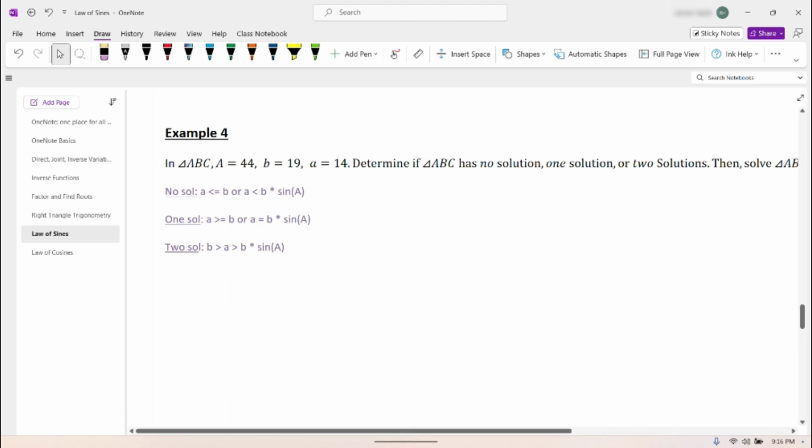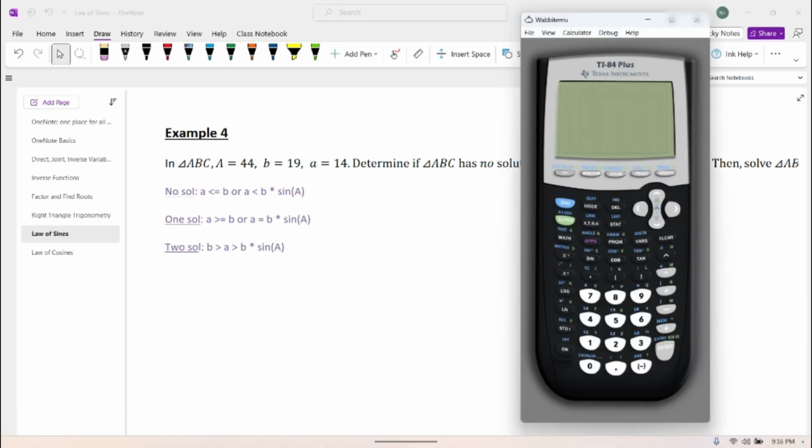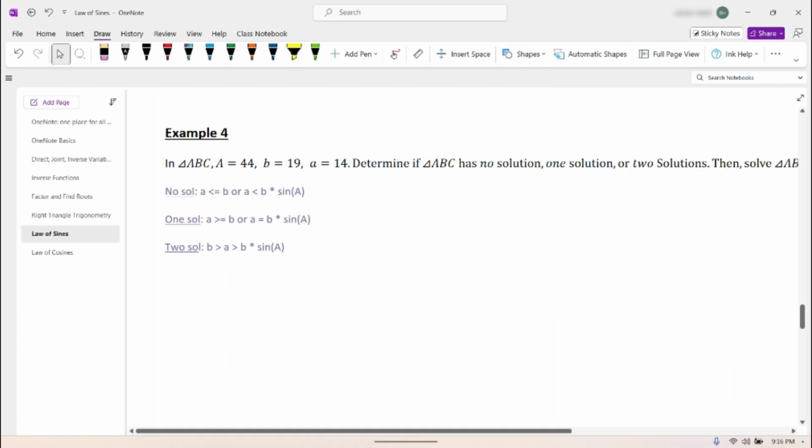So we're going to grab our calculator and turn it on. I've already computed this. B is 19, and we need to check. Yeah, we got the answer. That is 13.198 for B sine A. And that is less than A, which is 14, barely, but it is less than A. So therefore we have two solutions. We can safely say that this problem has two solutions.